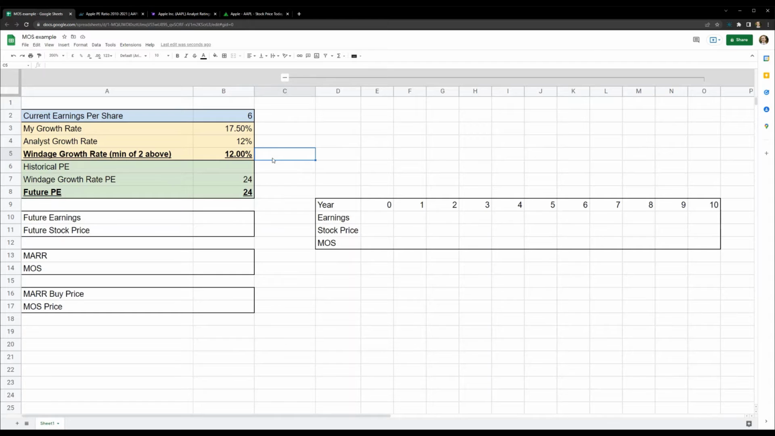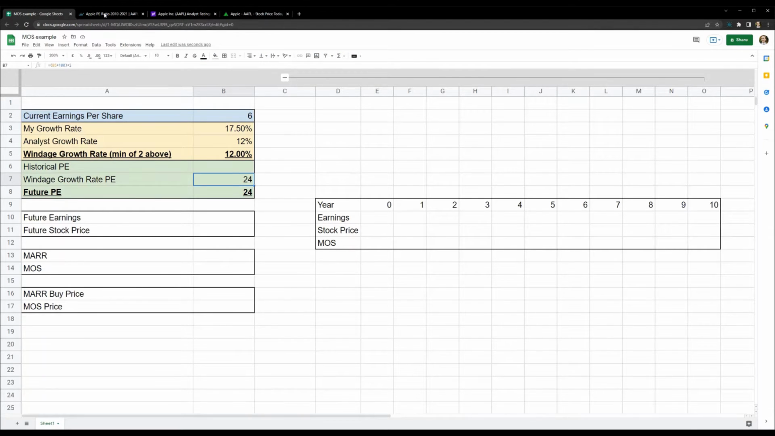So we're going to grow the earnings out into the future, but we need a PE to use in the future. So we're going to put in two PEs here. One's already been calculated, because if you don't know what the historical PEs have been, one proxy you can use, that Phil Town teaches, is 2 times the growth rate. So with a windage growth rate of 12, 2 times, we can put in 24 here.